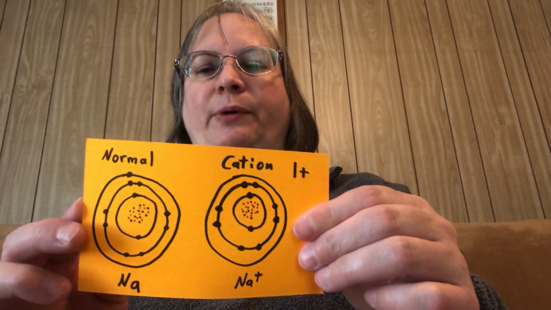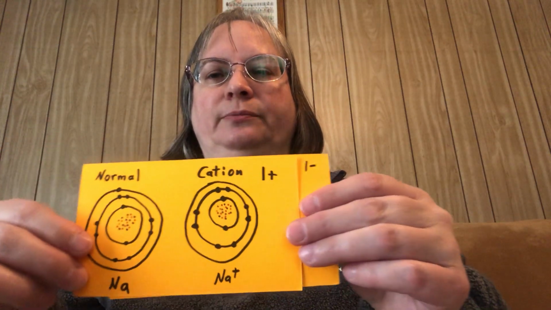But if we had given away 2 electrons, if this was a different atom and we had given away 2, then we would put a 2+ there. All right, so that's a cation. We gave away a negative electron and we wound up with a positive charge.